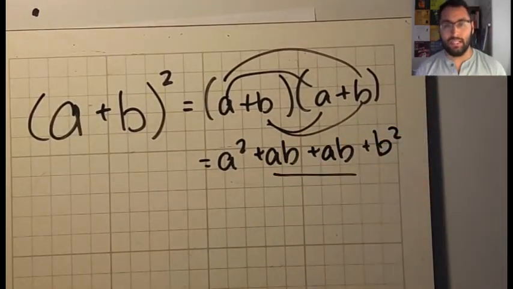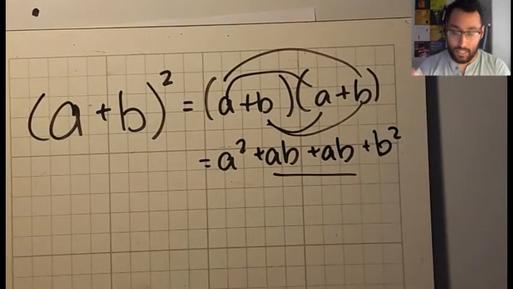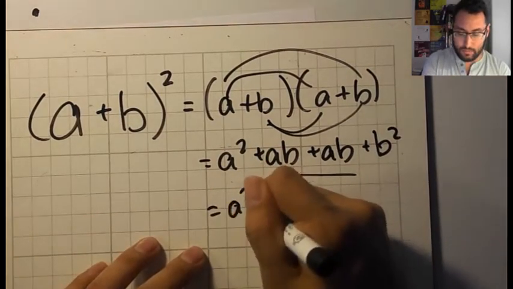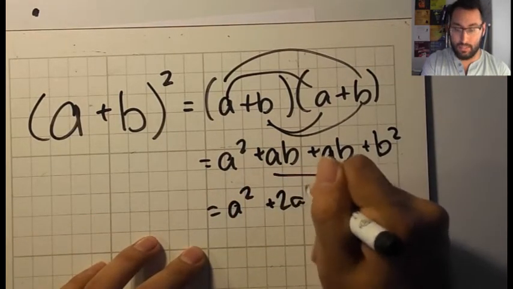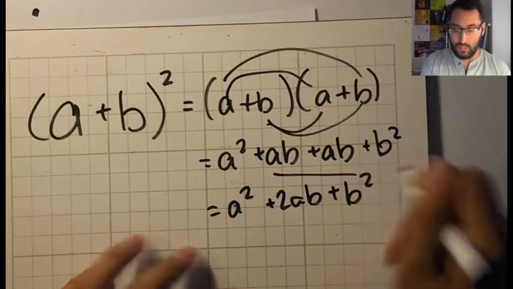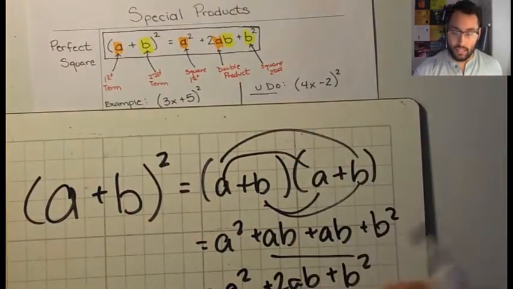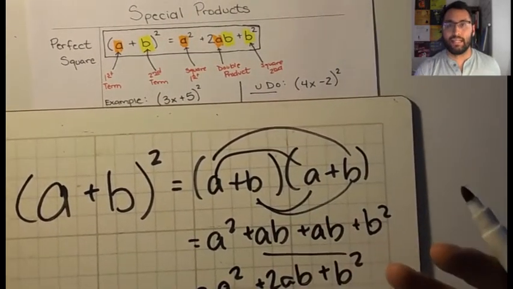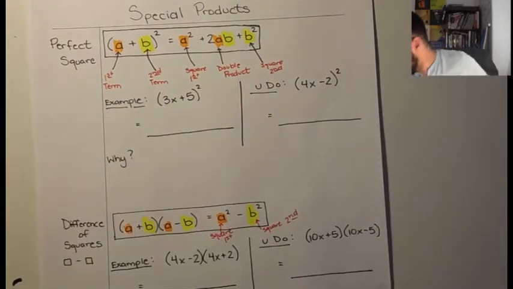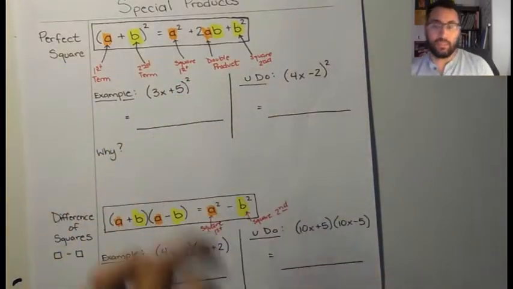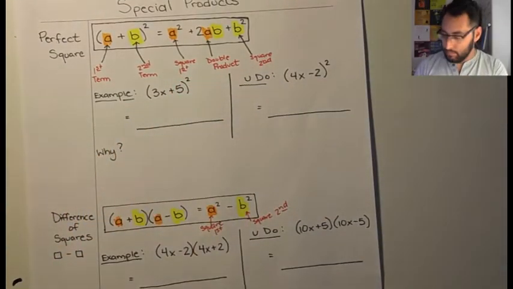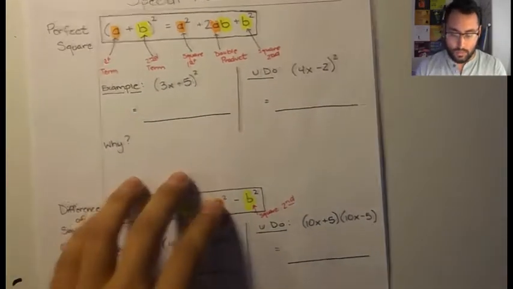We can combine that. We have an ab and ab all together. How many ab's do we have? We have two of them. So this becomes a squared plus 2ab plus b squared. So that's where we're getting this formula from. So understanding that, how can we simplify these types of problems? I want you guys to write these three things out, and we're going to figure out why it works.